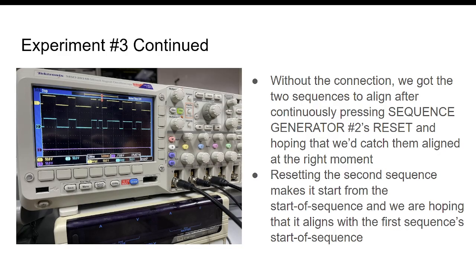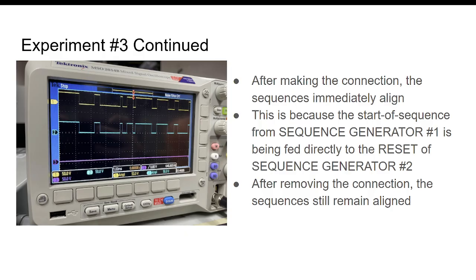So you notice how when we don't have the connection, they do not align. When we keep pressing reset for sequence generator 2, we finally press at the right time so that they happen to start at the same time. You can see in this picture they're aligned because we were pressing reset so many times. But now, when we make the connection, this is another picture. When we make the connection, it just stays there. It immediately aligns, and that's essentially what we want. And when you remove the connection after it aligns, the sequences still stay aligned as well.